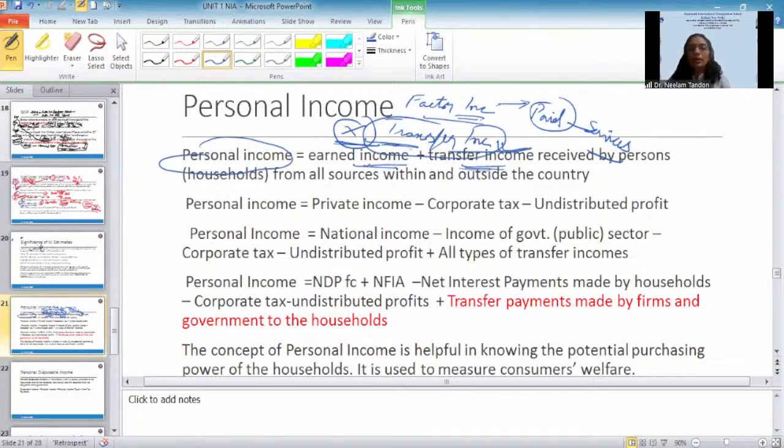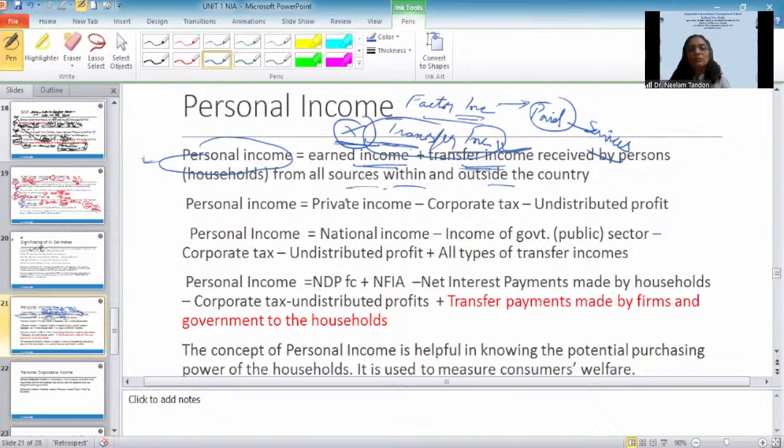So what is personal income? Personal income is income earned, transfer income received by household from all sources within and outside country. So people get money within the country from the government support or from any other means without contributing, and they can get outside support also. So that is personal income. So personal income is clear. Personal income is income within the country plus transfer. So transfer payments are included in personal income. Do remember this, but it is not included in national income.